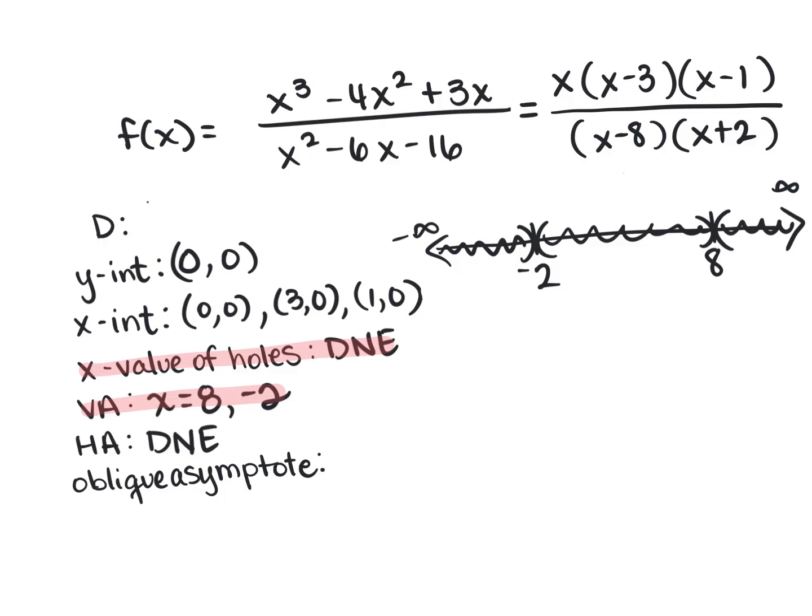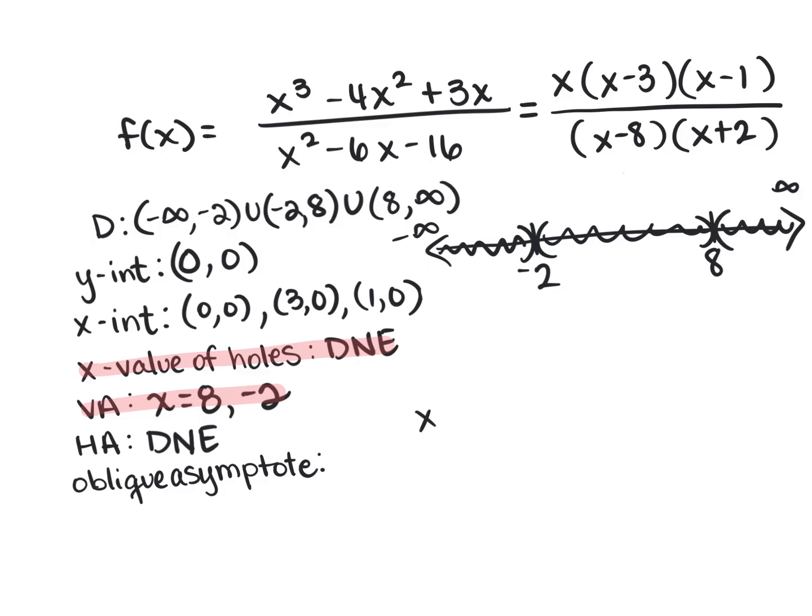So the domain would be the interval from -∞ to -2. And then we union that with the center, which is -2 to 8. And then we union that with the right-hand side, which is 8 to infinity. So the last thing we have to do is the oblique asymptote.